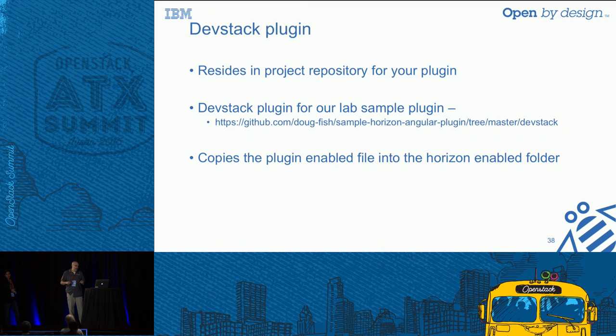One thing to think about as you're writing your plugin is putting a DevStack plugin inside your repository is very helpful. It's an easy way to go out and get your plugin installed in the right context. You don't have to worry about pip installs, remembering to copy over that enabled file all the time. Write a DevStack plugin. It's very simple. And there's one included in the sample project that should serve as a good template.